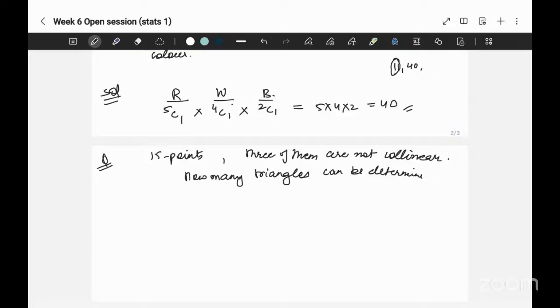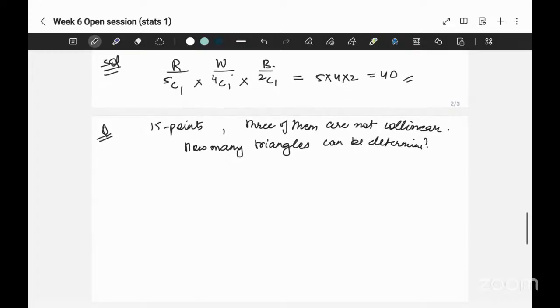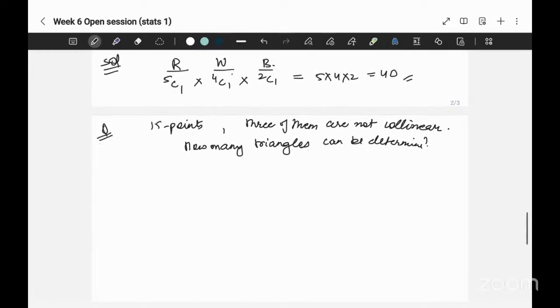Can I get the answer? I have 15 points, and the condition is that no 3 of them should be collinear. And how many triangles can be determined from them? You can tell me the answer, or you can tell me which approach you choose.